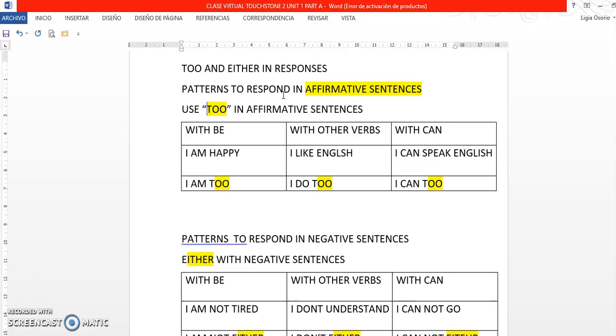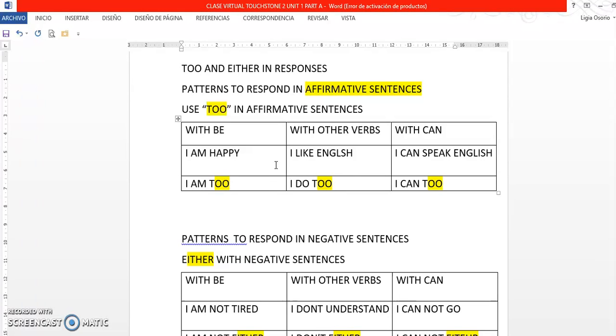In affirmative sentences, we are going to use "too," alright? For example, if you are using the verb to be, the pattern that you're going to use in your response is going to be with the verb to be plus "too." For example, here, if you are using "am," you have to respond with "am," okay? For example, "I am happy," so you can respond, "I am too." So, in Spanish, yo estoy feliz, I am too, yo también.